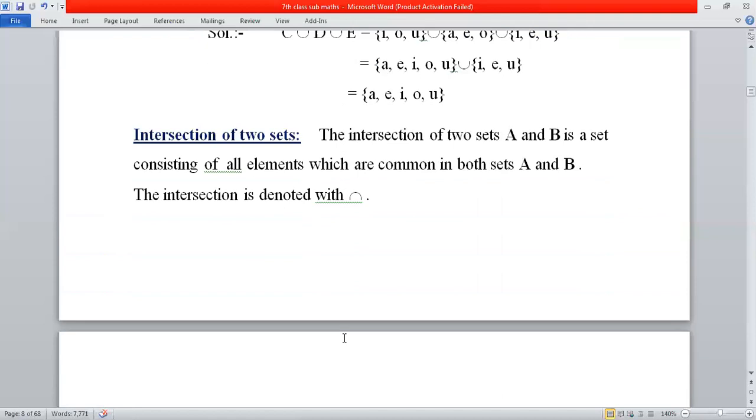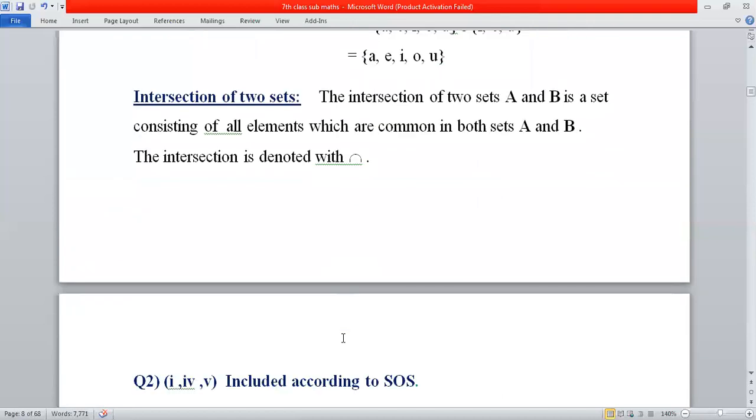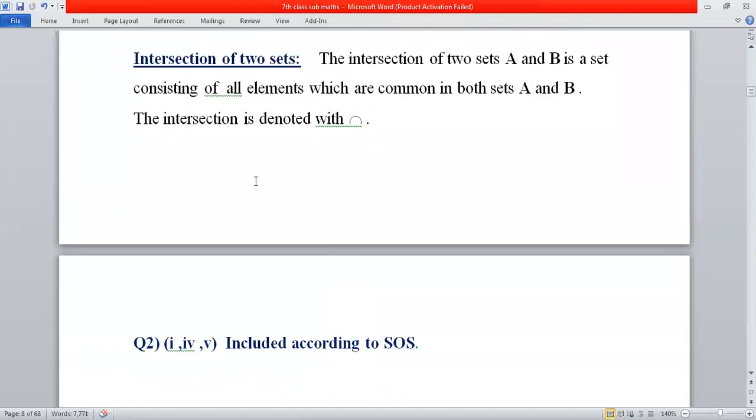Now come to the second question. Before going to the second question, first we define what intersection is.